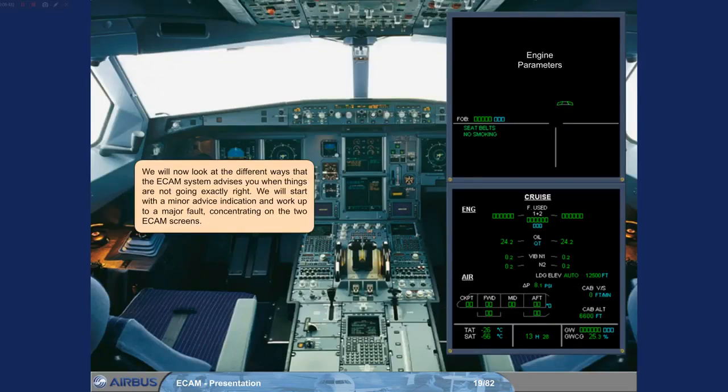We will now look at the different ways that the Ecam system advises you when things are not going exactly right. We will start with a minor advice indication and work up to a major fault, concentrating on the two Ecam screens.